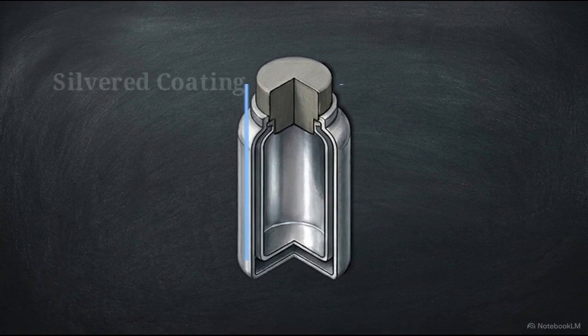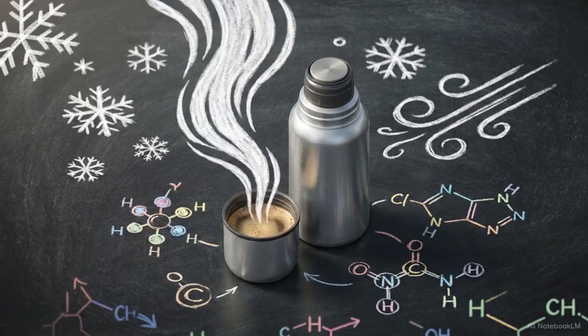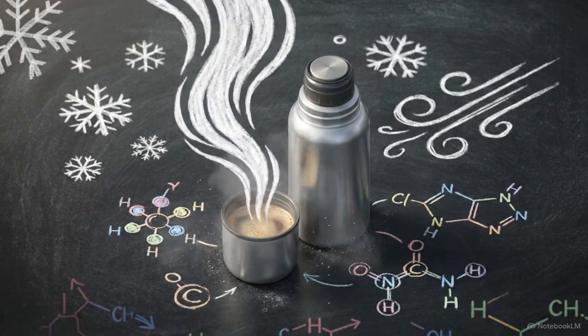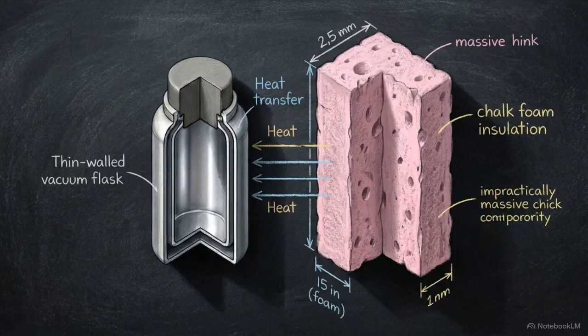A shiny silvered coating is applied to the inner walls of the flask. As hot liquid attempts to radiate thermal energy outwards as infrared waves, this silver layer reflects the radiation directly back into the system, neutralizing emission loss. The success of the vacuum flask demonstrates that thermal isolation is a matter of weaponizing physical laws against energy flow, rather than simply increasing the volume of insulating material.